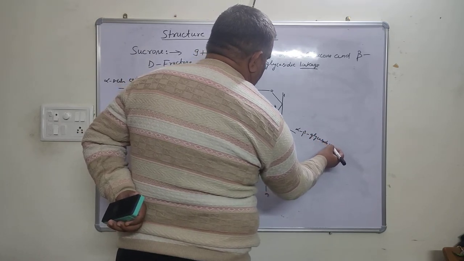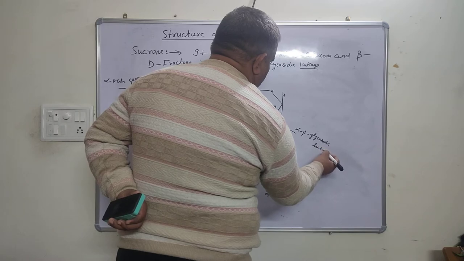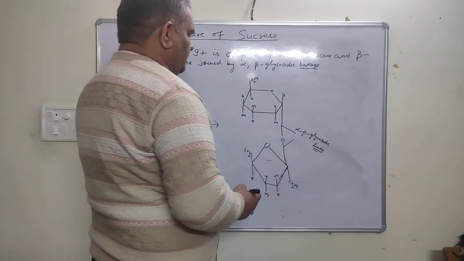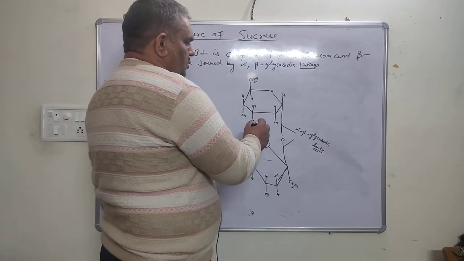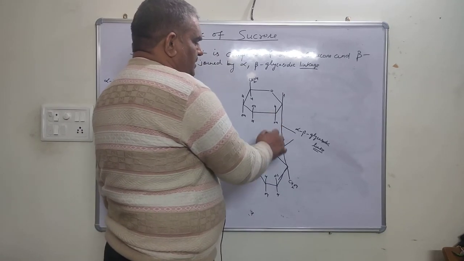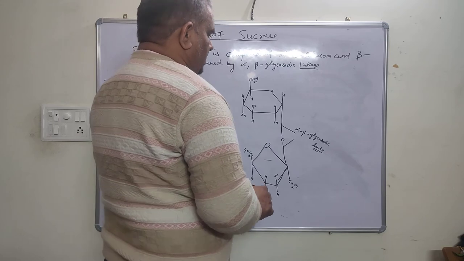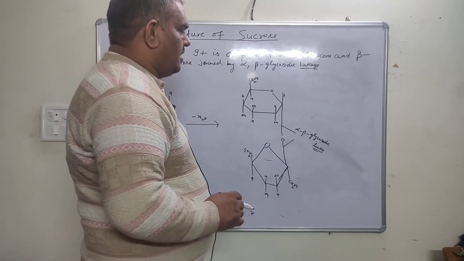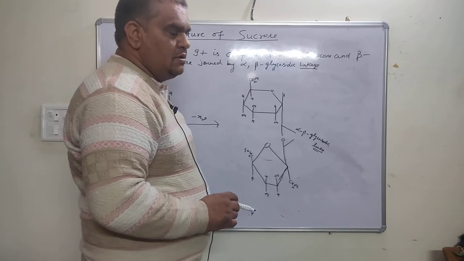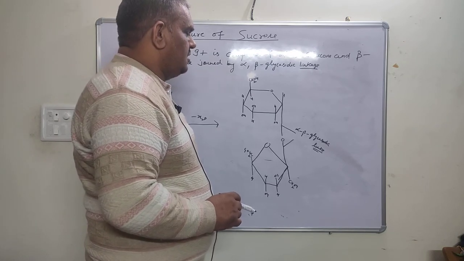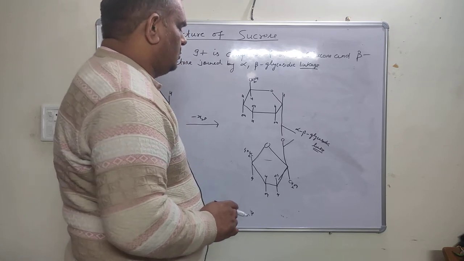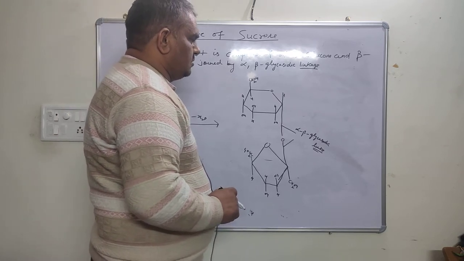Sucrose is a non-reducing sugar because the structure of sucrose does not contain a hemiacetal carbon. It does not form osazone with phenylhydrazine and does not reduce Fehling's solution or Tollens' reagent, and sucrose does not show mutarotation, so it is a non-reducing sugar.